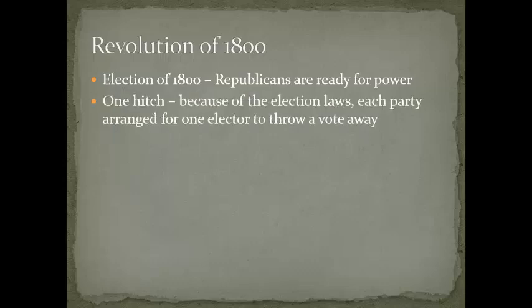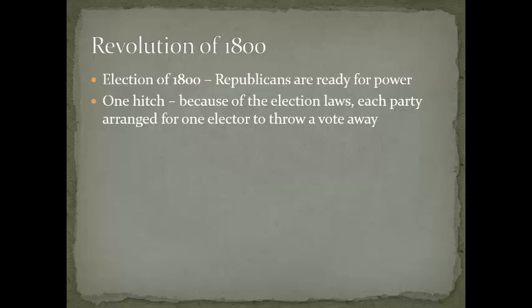That's how we ended up with a Federalist president and a Republican vice president, right? John Adams and Thomas Jefferson. Well, because of the election laws, each party arranged for one person to throw a vote away. So the person you wanted to become president got all the votes, and the person you wanted to become vice president got all the votes minus one. So he would come in second place, thus becoming the vice president. Well, the Republican ticket in 1800 was Thomas Jefferson for president and a man by the name of Aaron Burr for vice president. Jefferson would get all the votes for president. Aaron Burr would get all the votes minus one.